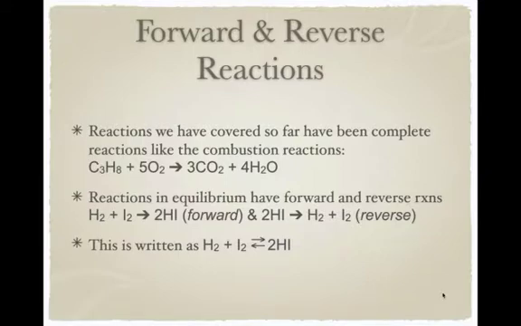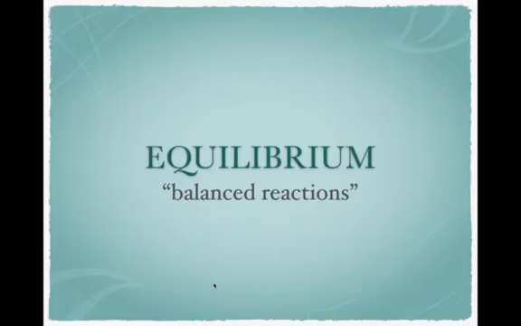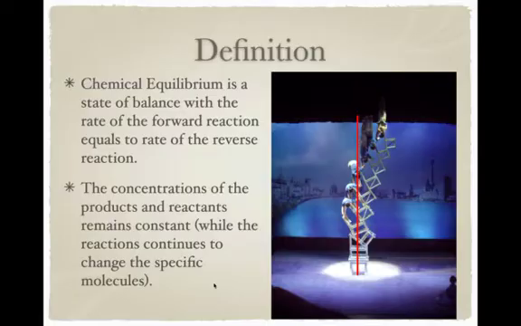But we're about to look at when there's both forward reactions and reverse reactions, and we can write that as one reaction with a double arrow to indicate that H2 and I2 go to HI, but HI also goes back to H2 and I2, and you'll have some kind of mixture of products and reactants in the same reaction vessel. And we call this equilibrium.